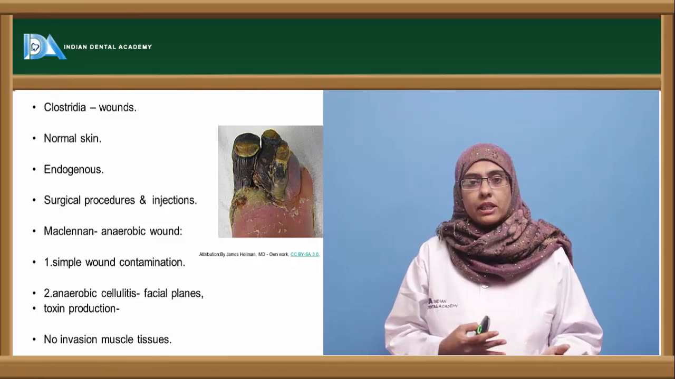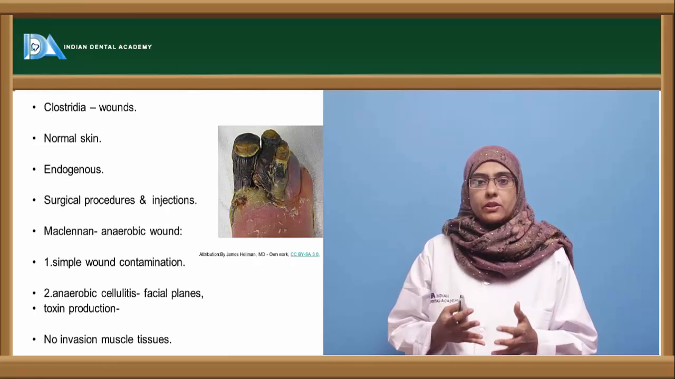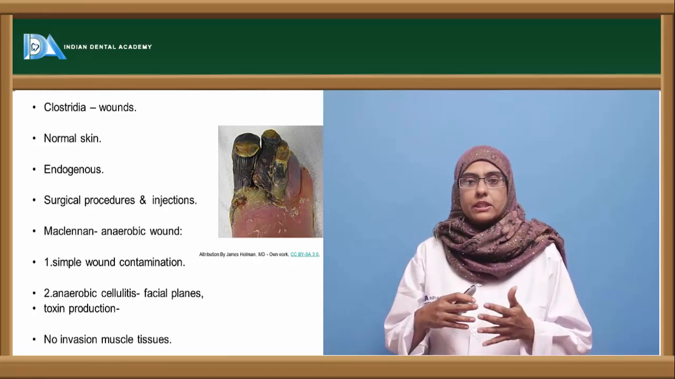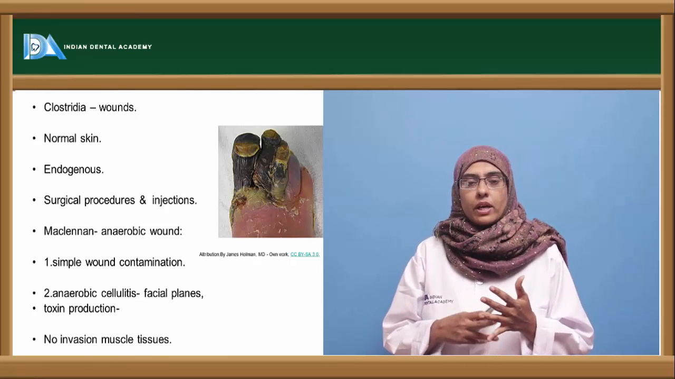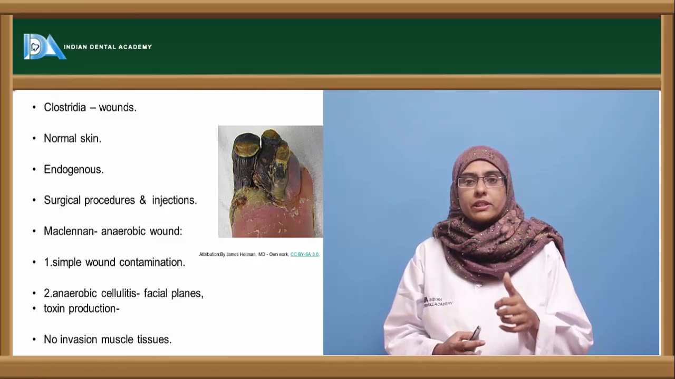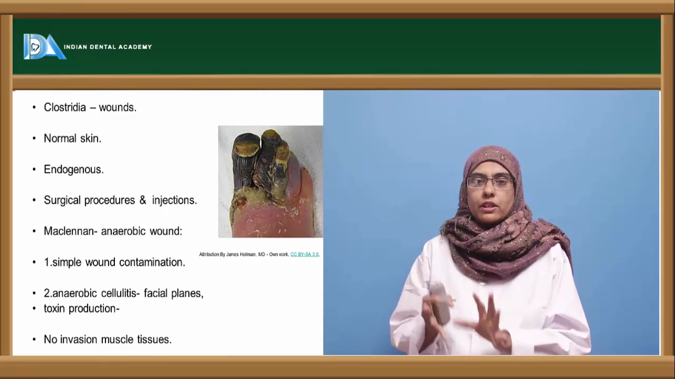And based upon the type of wound that is seen on the person, McLean classified the anaerobic wounds into three types. One is surface contaminant or a simple wound contamination, where you can see the presence of the organism in the wound, but there is no invasion to the underlying tissues. You can say it is only a surface wound contamination.